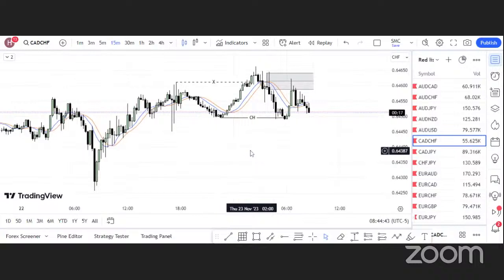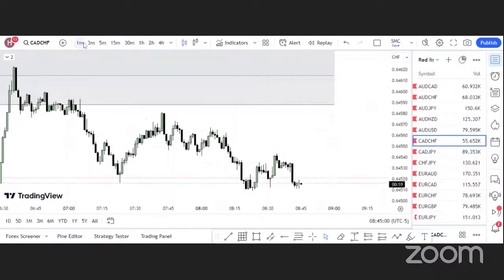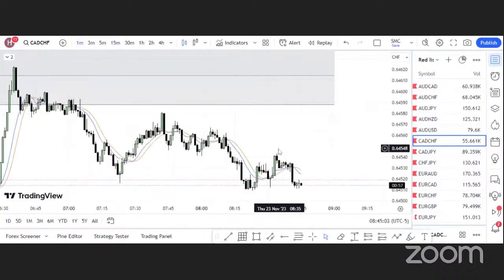Okay, so this is playing out already. Fortunately, we didn't catch the move earlier. Let's go to the 1 minute time frame. Let's see if we can still. Okay, beautiful, beautiful, beautiful.